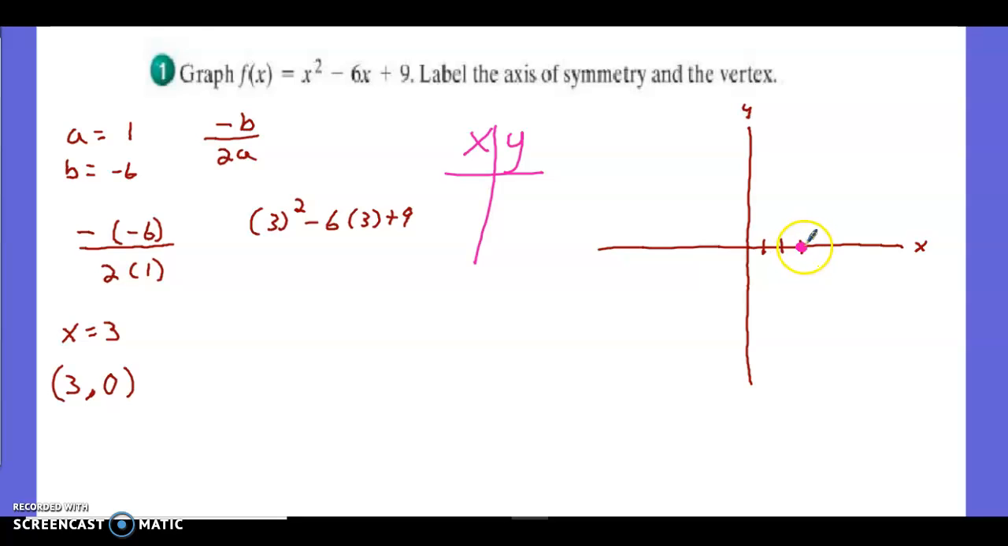Points to the left are anything less than wherever the vertex is. So a 2, a 1, 0, negative, all that, right? Anything to the right would be greater than. I'd like to pick 0 if I ever have a chance to. So if I use 0 for my input, I just put 0 in for all of these. So I have 0 squared minus 6 times 0 plus 9. What you'll find, this times that is 0, and then you add 9, which would be 9 for our output.